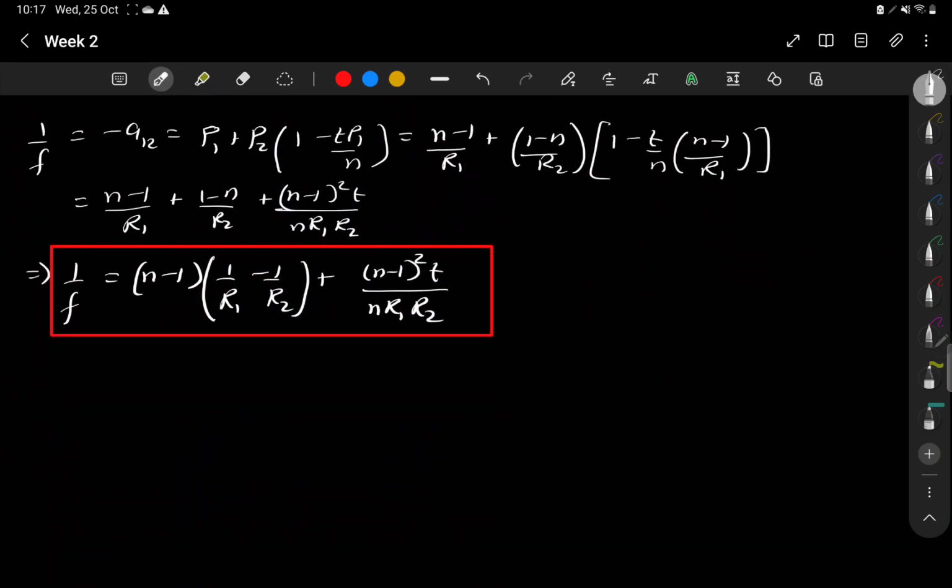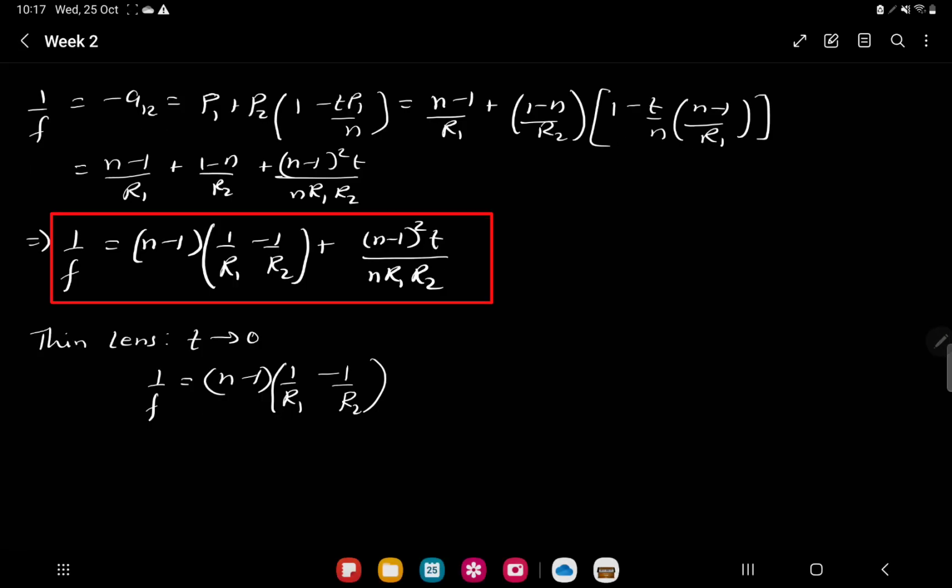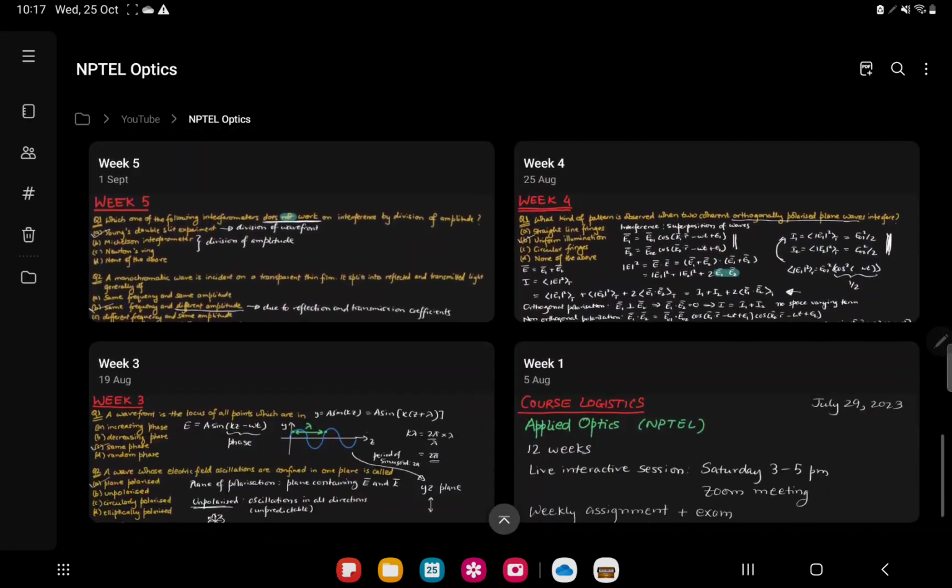Note that in this expression, if we put T tending to 0 for thin lens, we recover the usual expression for thin lens. So it is consistent. This was about week 2, matrix method. Now we can move to week 3.